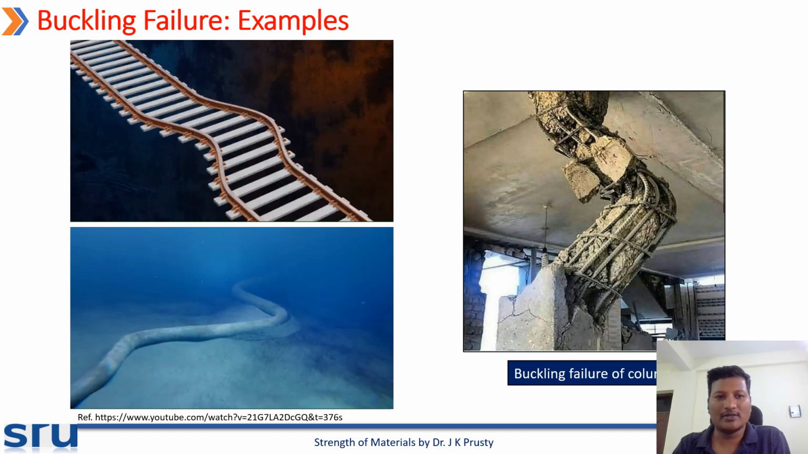Here is another example of buckling failure. This is a column in a building where both ends are fixed and it just buckled at the center of the beam.